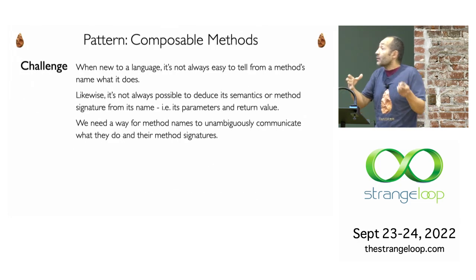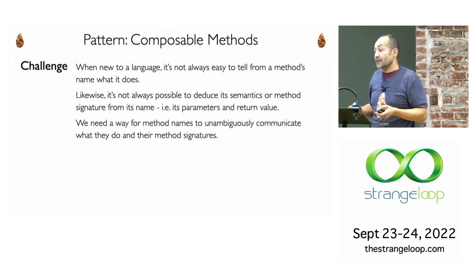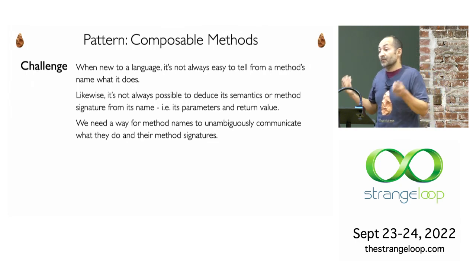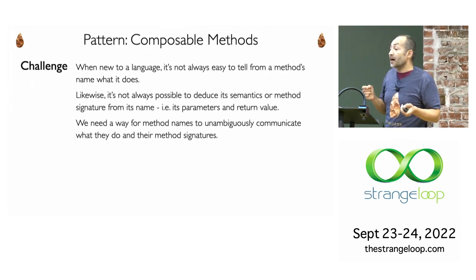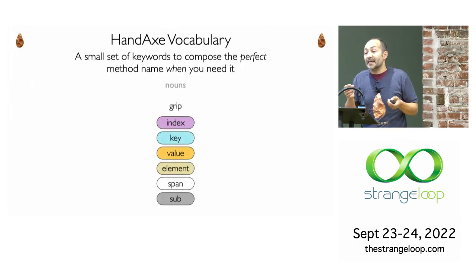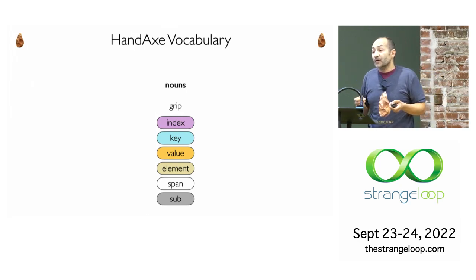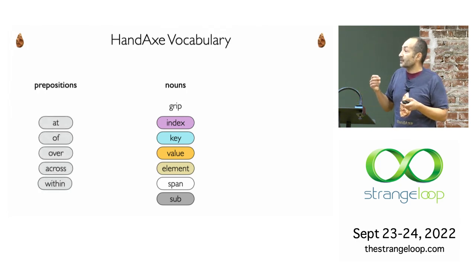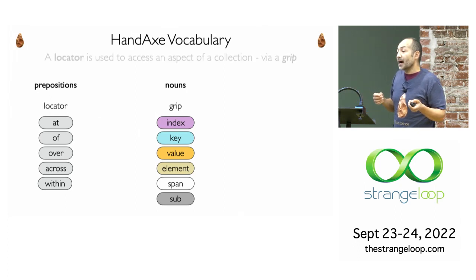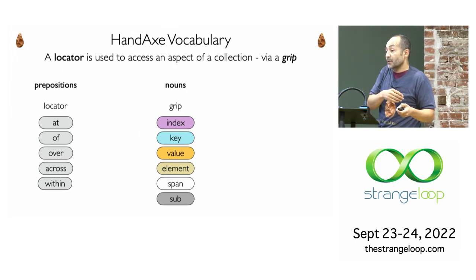All right, but now let's say we want to compose methods. It's not always easy to tell from a method name what it does. Likewise, it's not always possible to deduce its semantics or method signature from its name, its parameters, and return values. We need a way for method names to be unambiguous in communicating what they do and their method signatures. So HandAxe has a vocabulary of nouns. We were just talking about them: grips. And we also have prepositions: at, of, over, across, within. We use these as locators in a collection.